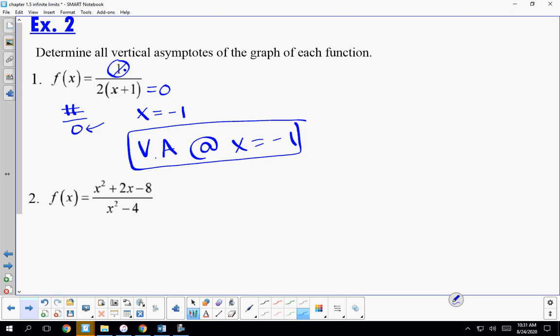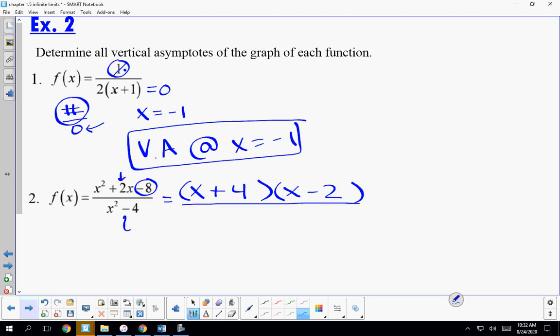If we look at example 2, there's actually 2 places where the denominator equals 0, but not all of them are vertical asymptotes. We must make sure we get a number in the top. So the best way to look at this is to factor both the numerator and denominator. When we factor the numerator, we know that positive 4 and minus 2 multiply to negative 8, but also add to positive 2. And in the denominator, we have that difference of perfect squares, so we'll have x plus 2, x minus 2.